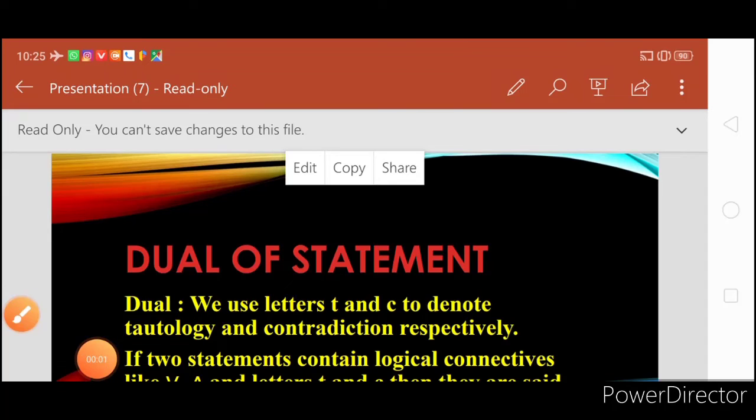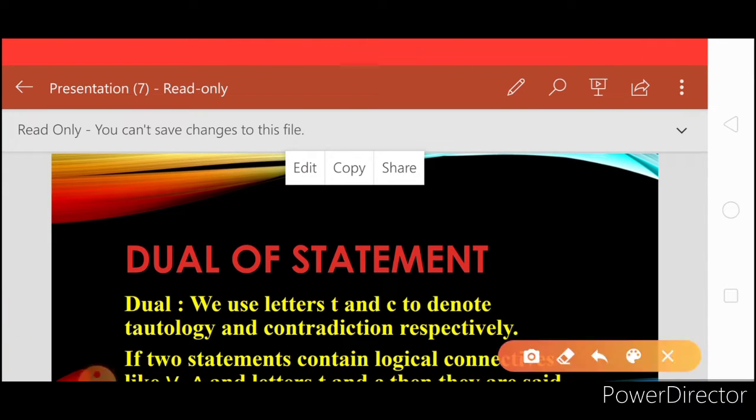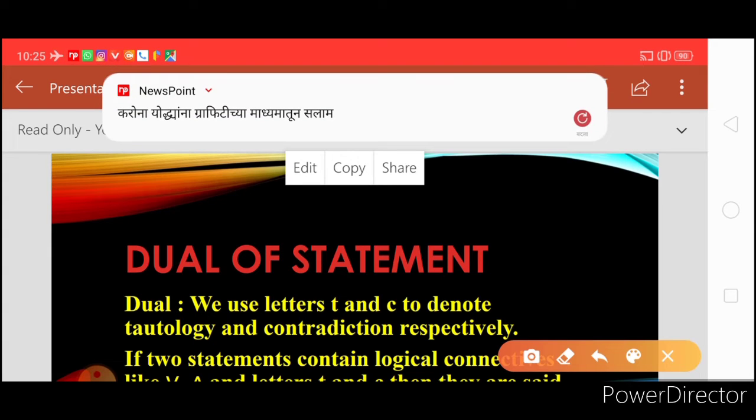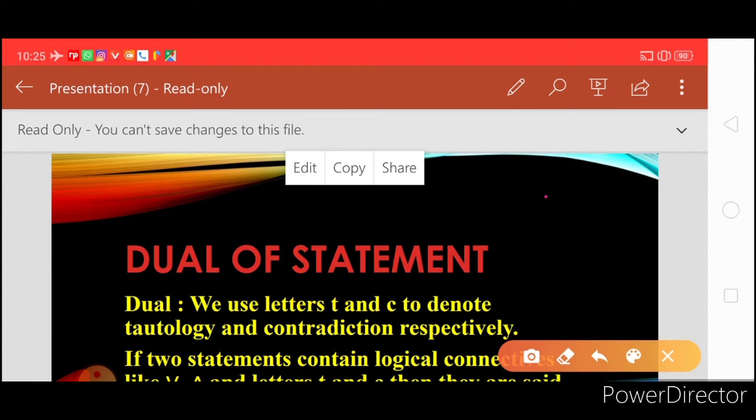Hello friends. In the last lecture we learned about quantifiers and quantifier statements. Today we are going to learn about the dual of a statement, that is, how to find the dual of a given statement.